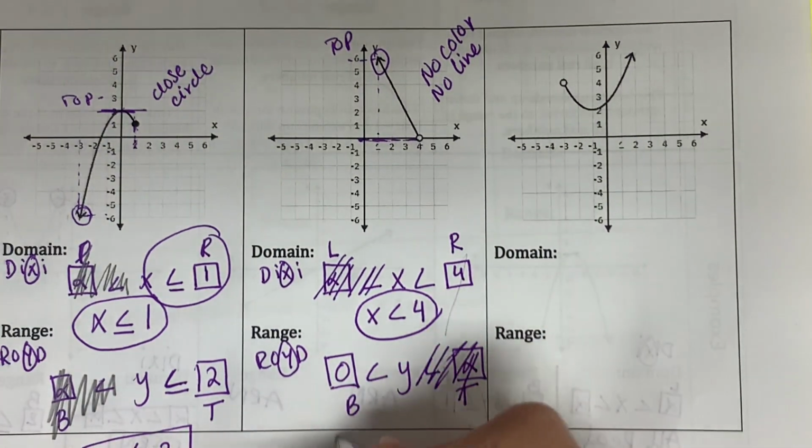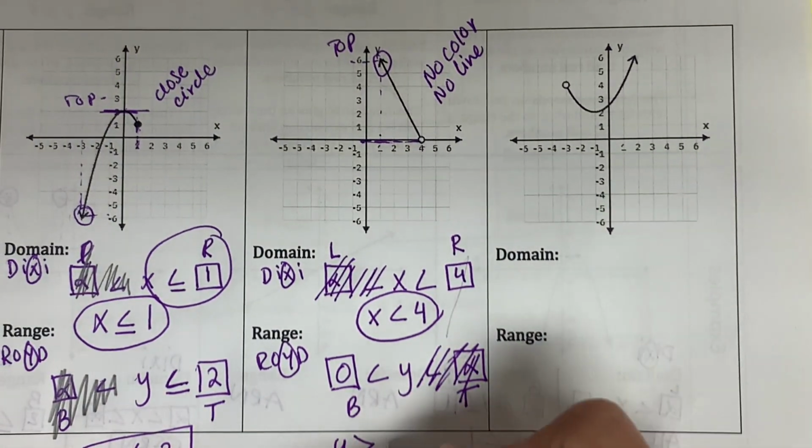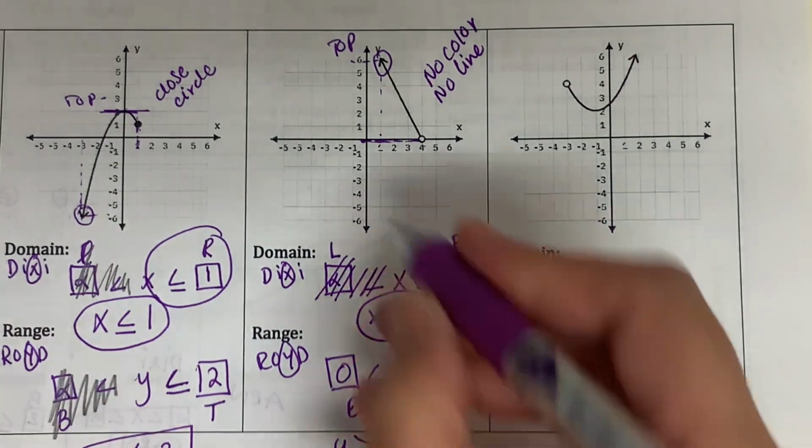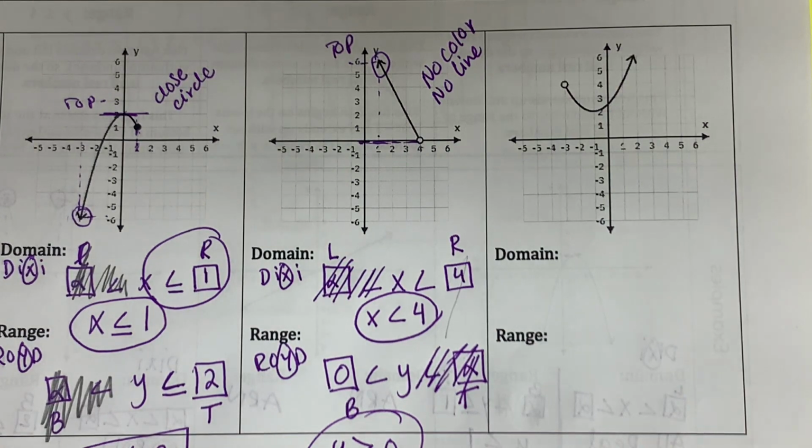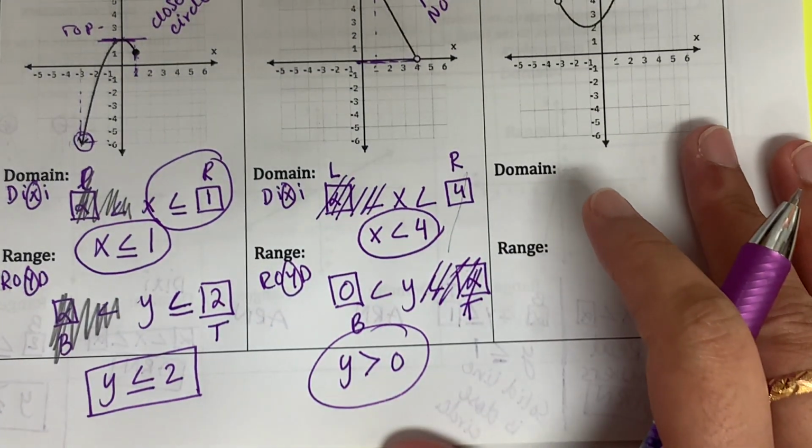And I'm just going to mirror image this. Y greater than 0. It's an open circle, no color, no line, so I don't put a line. Y greater than 0.